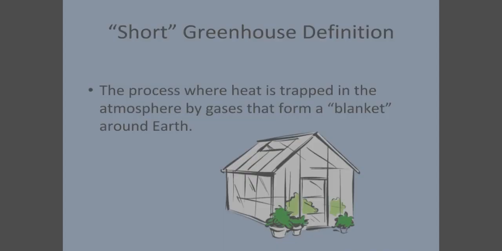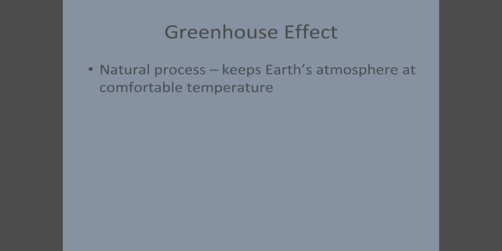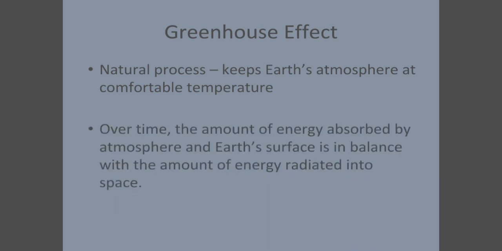The last thing that we're going to do is go over a short greenhouse definition. And that is the process where heat is trapped in the atmosphere by gases that form a blanket around our Earth. Remember that the greenhouse effect is a natural process. It's used to keep Earth's atmosphere at a comfortable temperature. And over time, the amount of energy that gets absorbed by our atmosphere and the Earth's surface has to stay in balance with the amount of energy that's radiated back into outer space. That keeps our temperatures consistent.